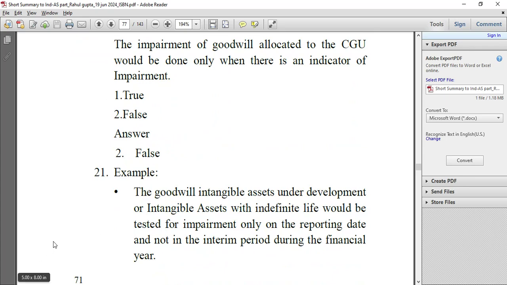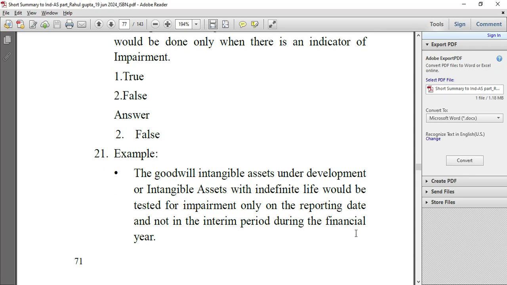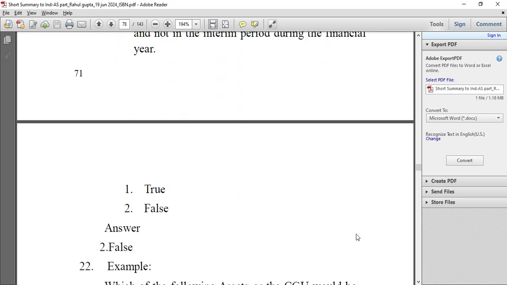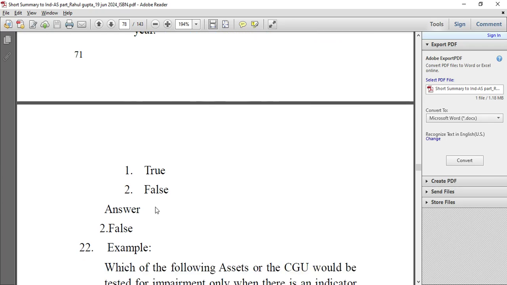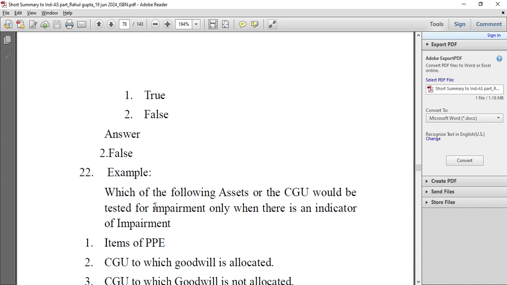The goodwill, intangible assets under development or intangible assets with indefinite life would be tested for impairment only on the reporting date and not in the interim period during the financial year. The answer is false, since they are to be tested for impairment irrespective of whether the impairment indicators exist, and they are to be tested at the same time during the financial year.